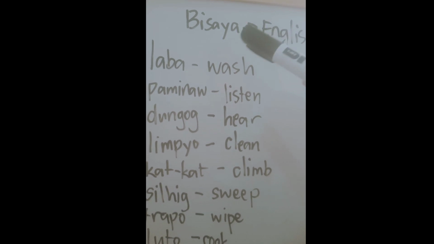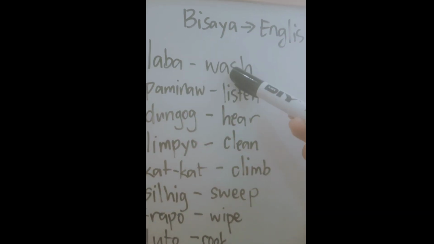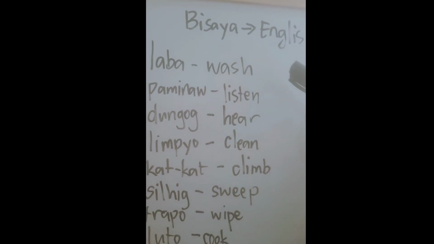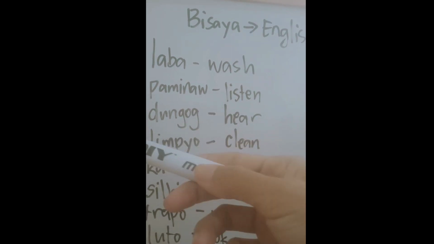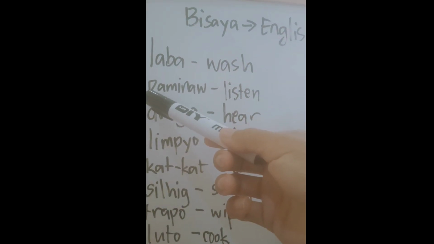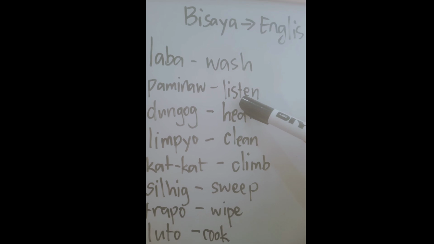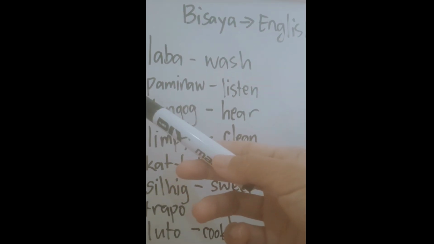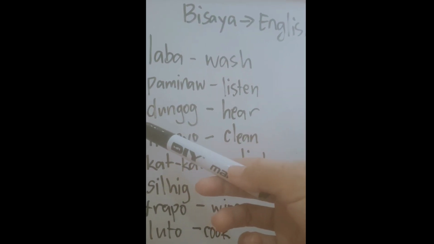Okay, magkat-on sa taog uban nga mga verbs, ang mga action word ba? Okay, una, mayuntang laba, sa English, mayuntang wash. I need to wash my uniform. Dapat labhan, kinahanglan akong labhan akong uniform.